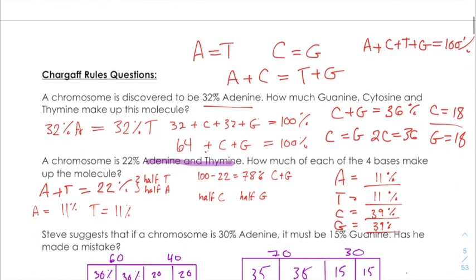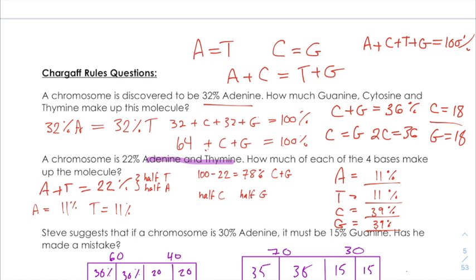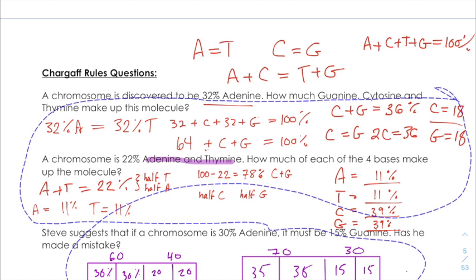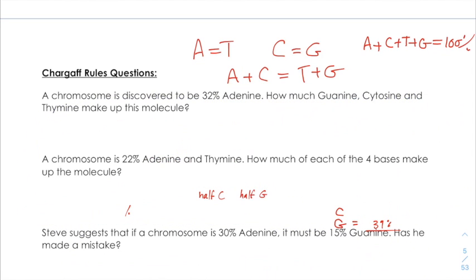So I'm going to just show you some examples of how we can use Chargaff's rule to determine some questions. I'm actually going to do these together with you. So why not, I'm just going to delete it all. Hopefully that just works out.